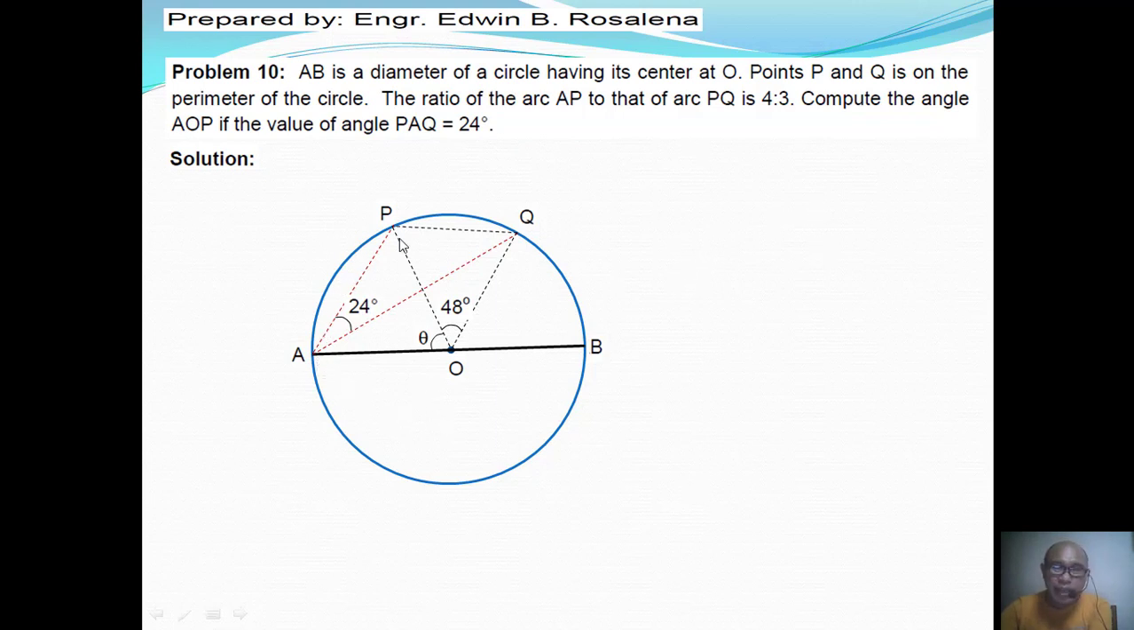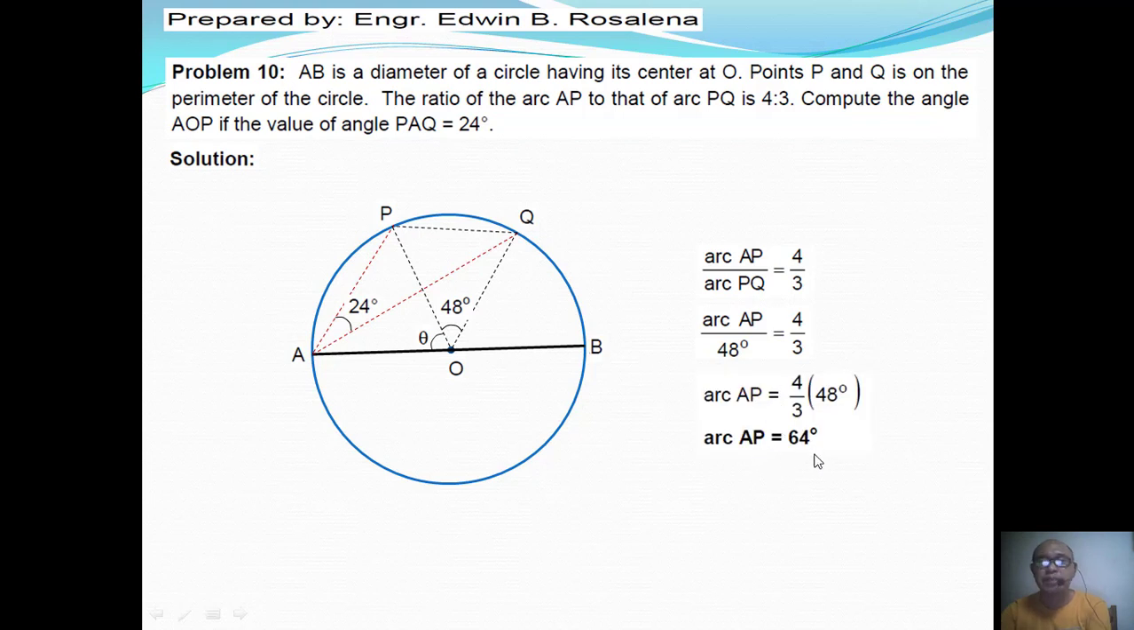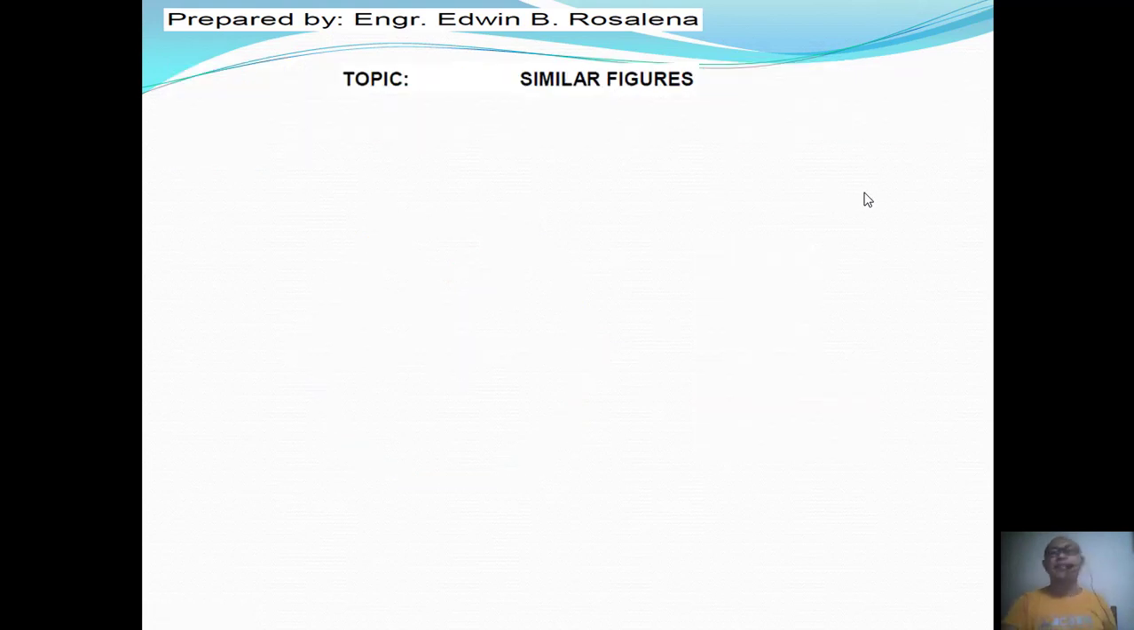Okay, now. Diba, arc AP is 4/3 of PQ? Simple. Arc AP over arc PQ is 4/3. But arc PQ is 48. So we can solve for arc AP equal to 64 degrees. So arc AP, or that is angle theta. Okay? So nagkasunod.